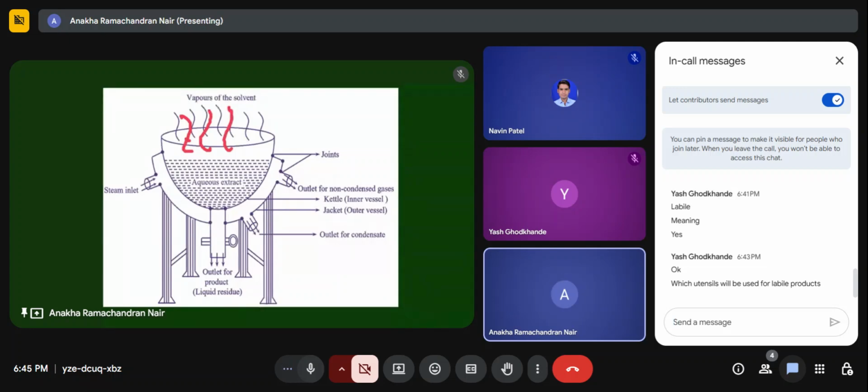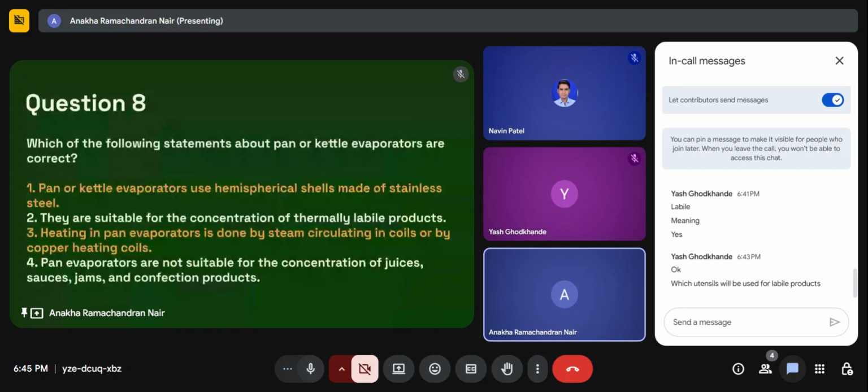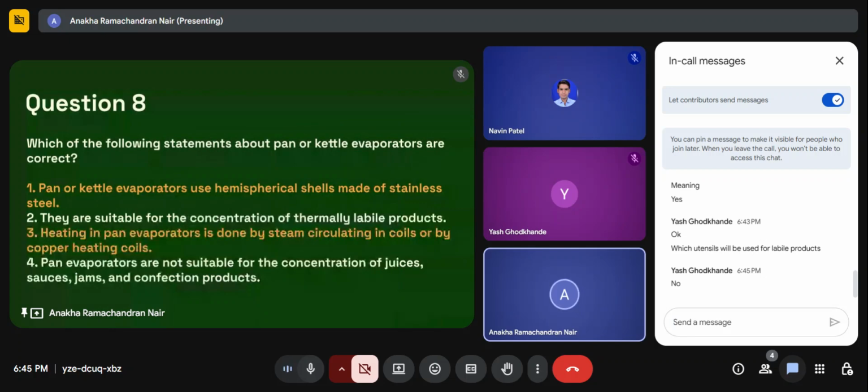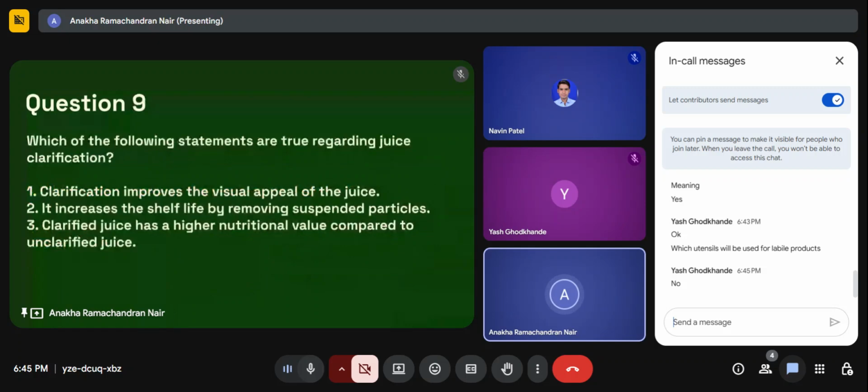Any other doubt? All right. So let's move on to the next question. This was regarding clarification. Which of the following statements are true regarding juice clarification? There are three options. Clarification improves the visual appeal of the juice. Option number 2, it increases the shelf life by removing suspended particles. And option number 3, clarified juice has a higher nutritional value compared to unclarified juice.